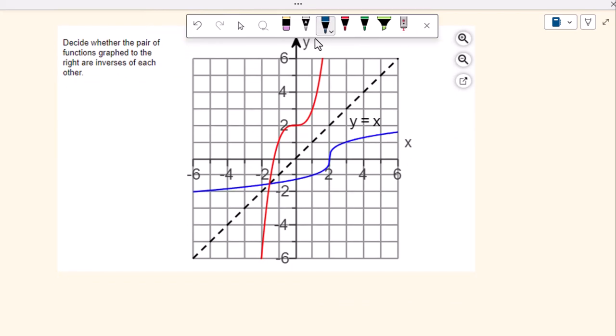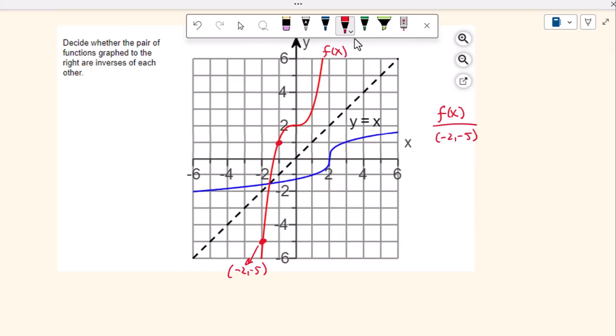Okay, so decide whether the pair of function graphs to the right are inverses. So what we have here is the line y equal x, so it should fold across that, and it does look like it folds across that, so that seems positive. So now let's look at our red line, and let's call that f of x. And let's just find some ordered pairs. They don't have to be exact, just kind of a ballpark. So here's a nice ordered pair. It looks like -2, -5.